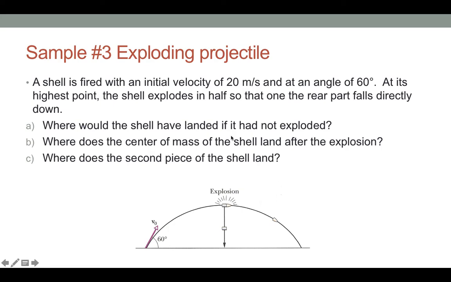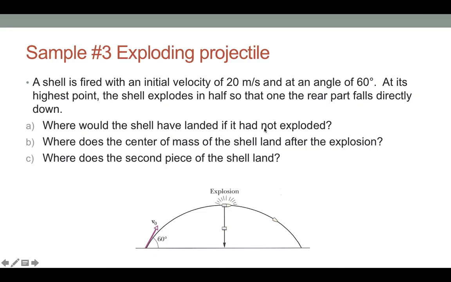What I want to know is, first, where would the shell have landed if it had not exploded? And then secondly, where does the center of mass of the shell land after the explosion? And finally, where does this second piece land after the explosion? In all cases, measure the distances relative to where the shell was fired from. Again, enter those onto the Google form attached.